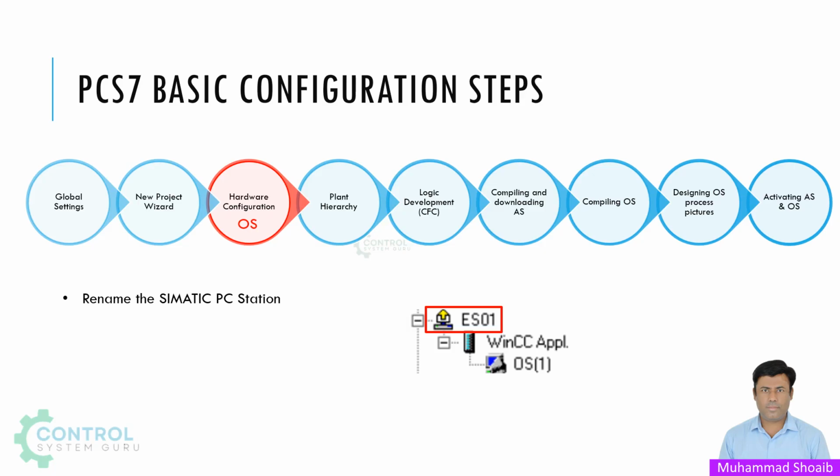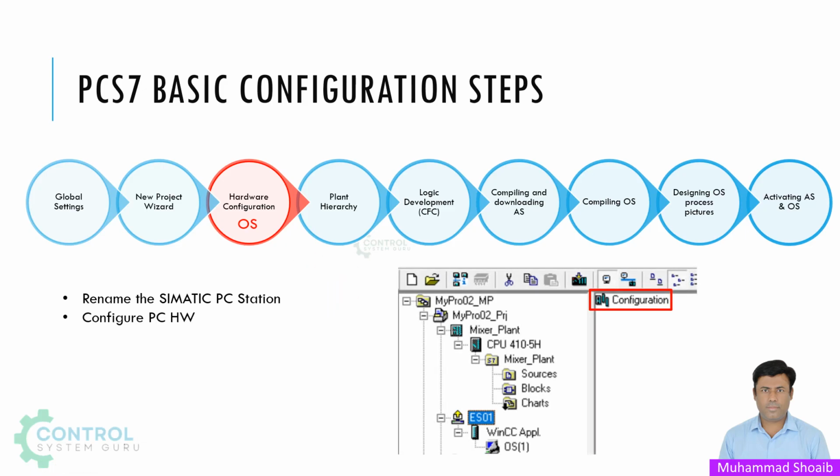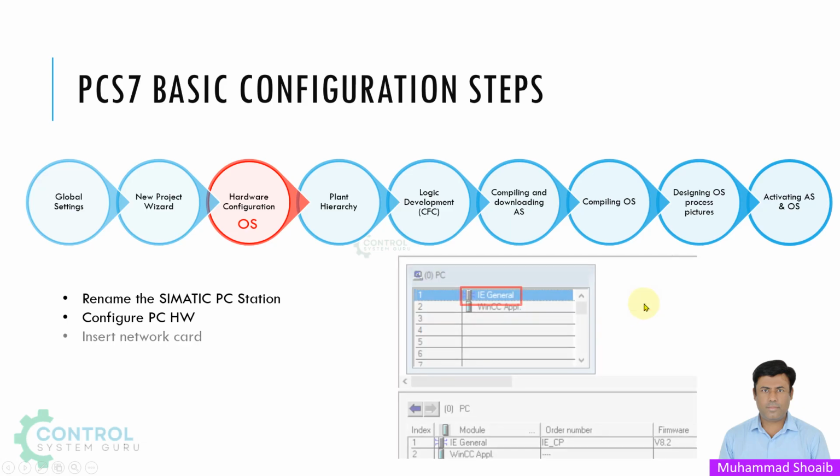For the OS, we'll rename the OS station. You have to ensure that the name of the SIMATIC PC station is the same as your engineering station name. In the computer properties, you can find what the name is. Then we will configure the PC hardware. You have to select the station and then double-click on Configuration.